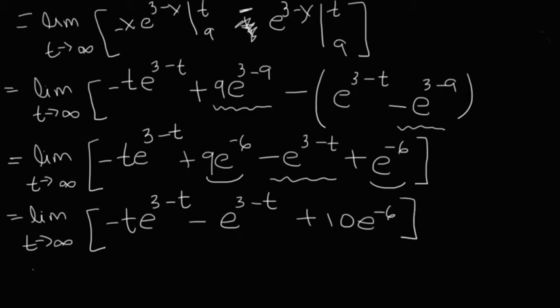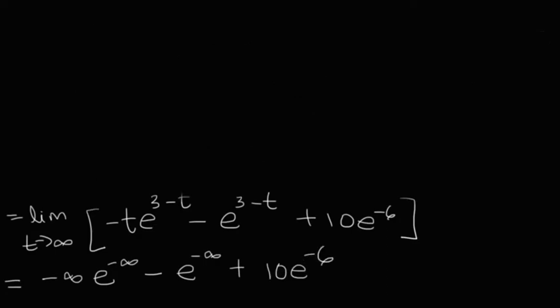Now I'm just going to evaluate the limit. So basically what I'm doing is I'm subbing in infinity everywhere I see t. So what I'm going to get is basically minus infinity e to the, now I'm doing 3 minus t, so 3 minus infinity, which is minus infinity, and then minus e to the, again, minus infinity, because it's 3 minus a big number, and then plus 10 e to the minus 6.